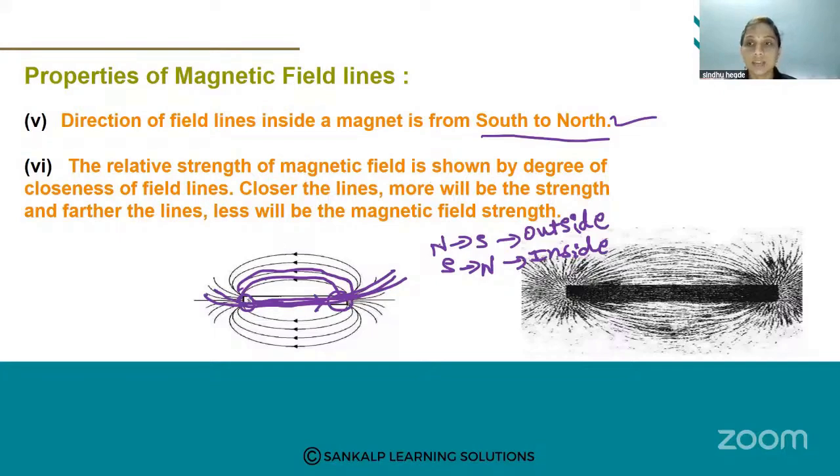Next, the sixth one: the relative strength of the magnetic field is shown by the degree of closeness of field lines. What is this degree of closeness of field lines? See, observe the magnetic field lines outside the magnet and in the poles.